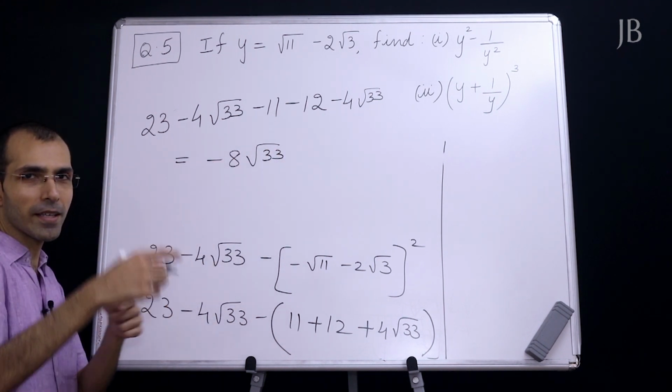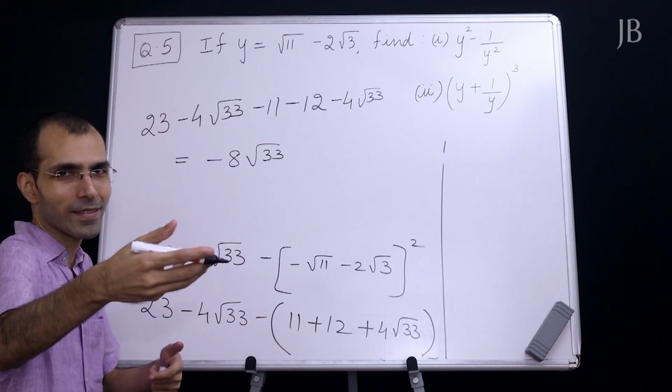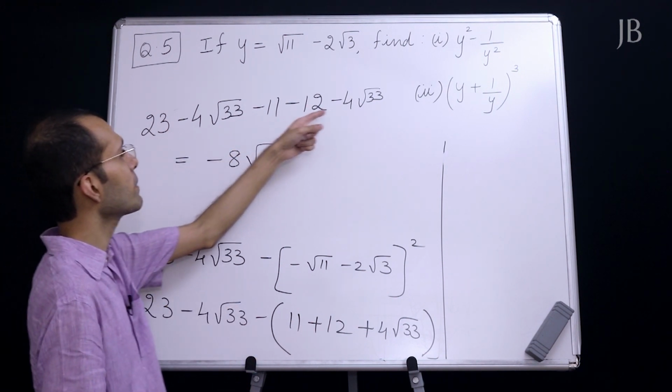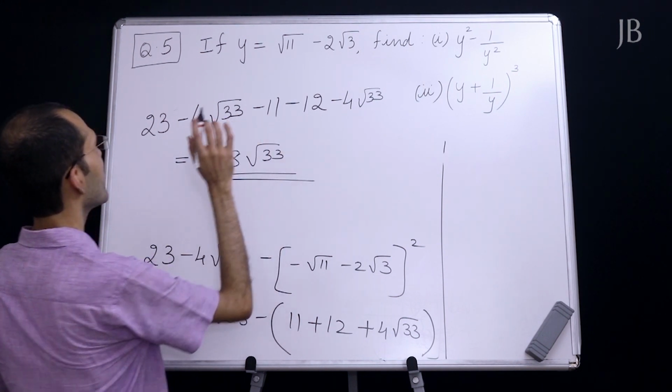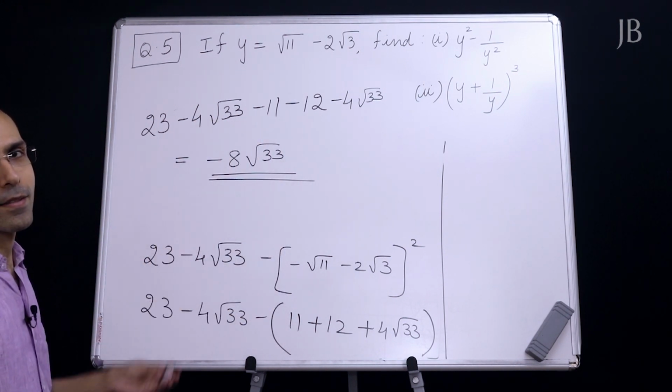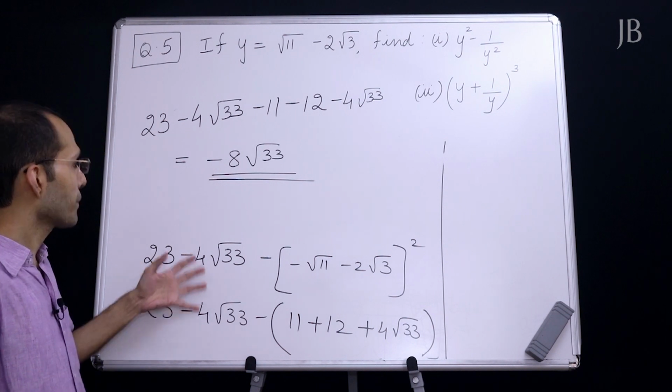Minus x minus x is minus 2x. So minus 4 root 33 minus 4 root 33 is minus 8 root 33. And that is our small answer. Did you like this sum? Okay.